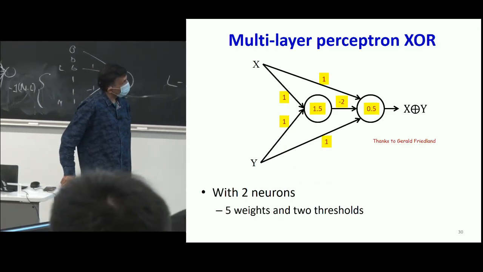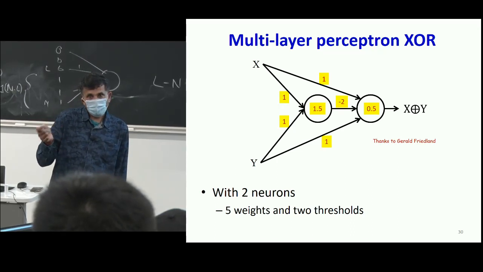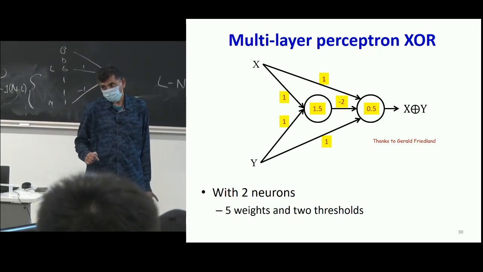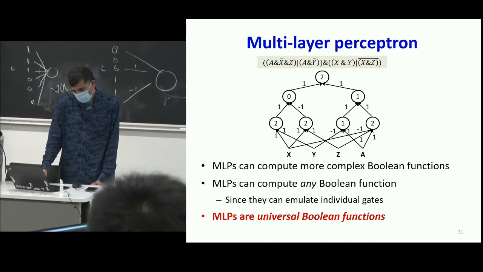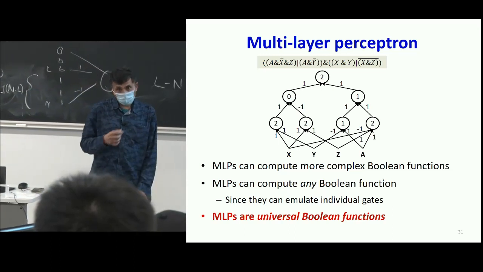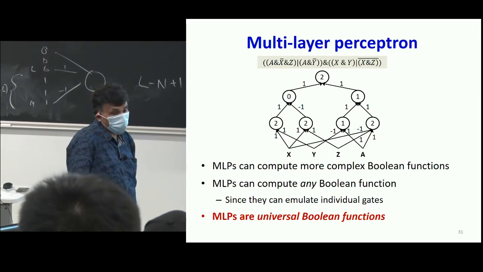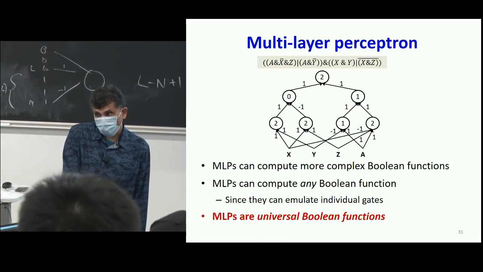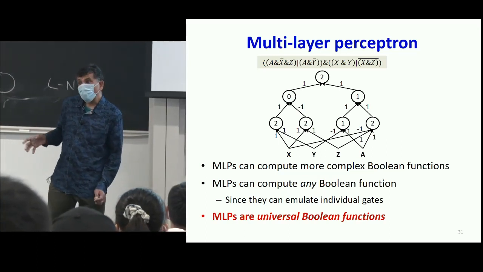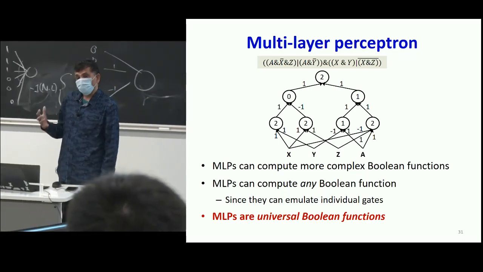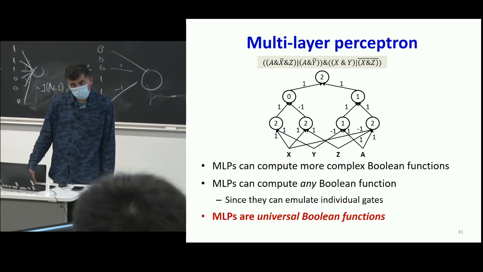I got this circuit from Gerald Friedland in Berkeley. I'll leave it to you to figure out why this computes an XOR. But now the weights are no longer 1 and -1, right? So you can do this with 2 neurons and 5 edges. Anyway, given that a perceptron can compute any Boolean gate and more, we can begin computing some fairly complex Boolean functions with multi-layer perceptrons, like this ugly, hideous function. In fact, you give me a Boolean function, and I can construct a multi-layer perceptron which computes it. That's why MLPs are universal Boolean functions.